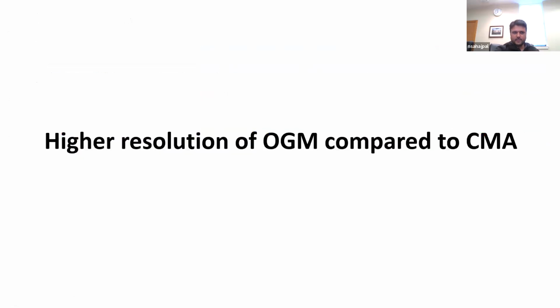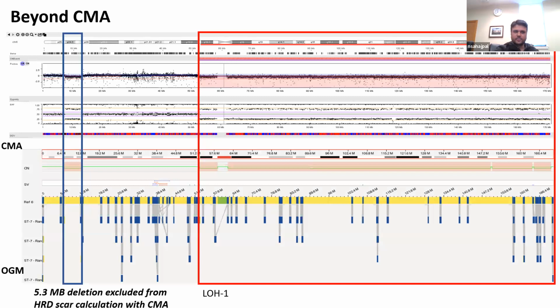But if you look at the higher resolution of optical genome mapping in these tumors, I do want to highlight here that while we see with both technologies, there's a copy number loss and interstitial deletion here, which is 5.3 MB in size. So it does not meet the criteria for LOH, and does not meet the criteria for LST, because for LST, it has to be more than 10 MB.